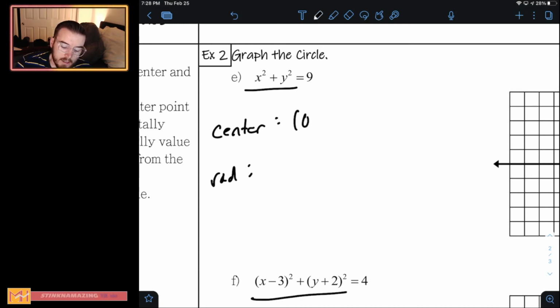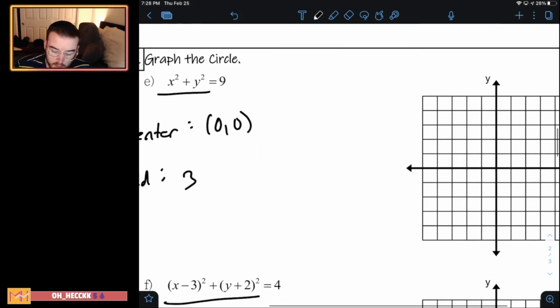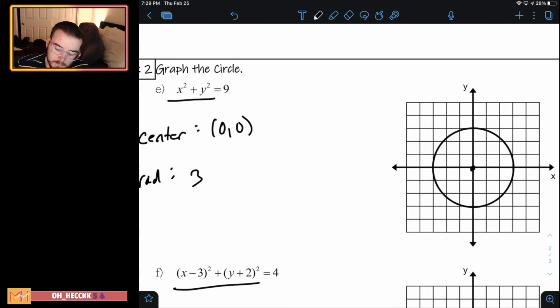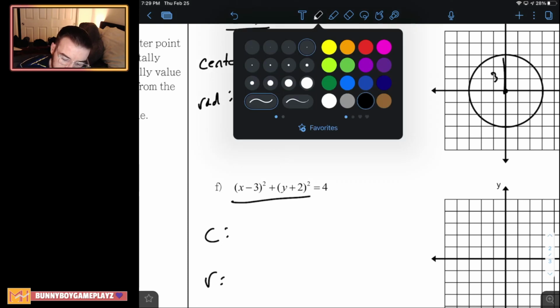So actually our center is at 0, 0. And our radius is 3. So there's the center at 0, 0. And my beautiful circle. Whoa, do you see that? There it is. A radius of 3.